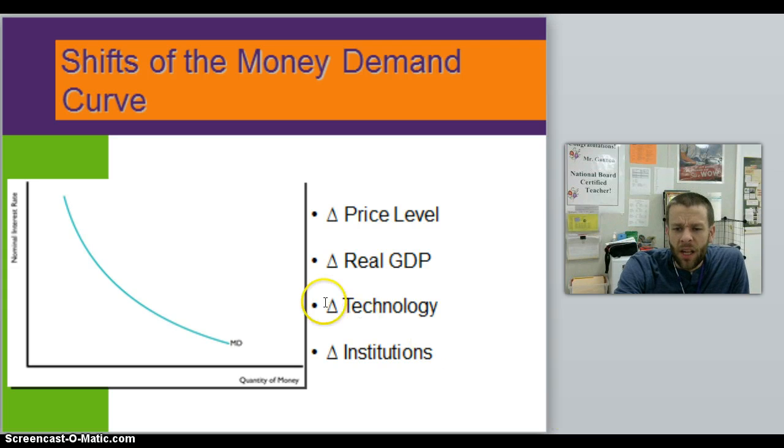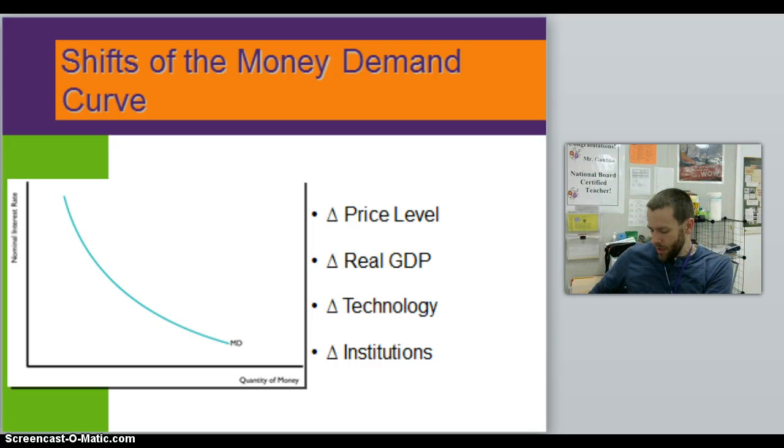All right, changes in technology. This is an interesting concept with the money demand curve. Changes in technology can affect the demand for money, and there are two things at play here. One, advances in information technology tended to reduce the demand for money by making it easier to make purchases without having to hold on to specific sums of money.